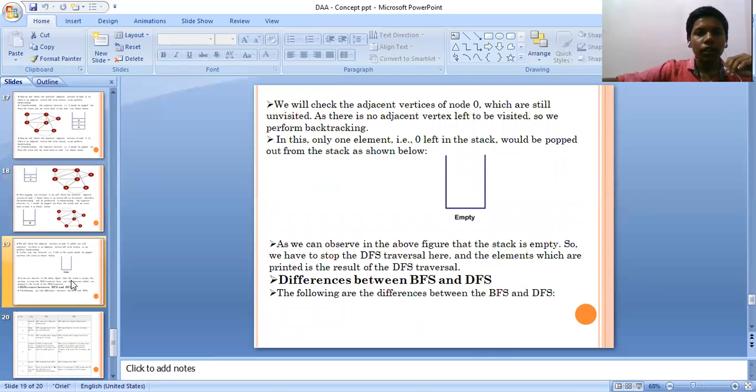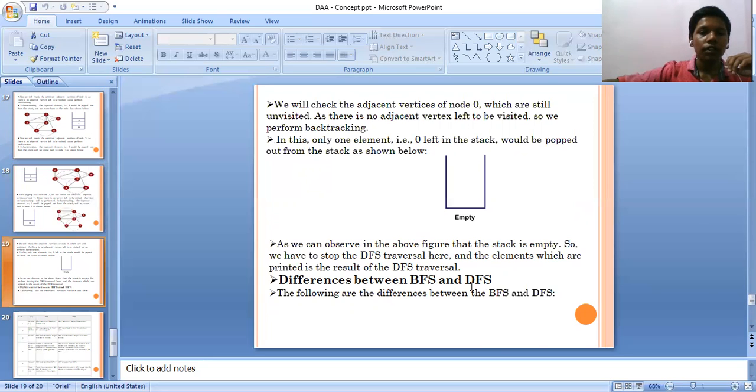We'll check the adjacent vertices of node 0 which are still unvisited. As there is no adjacent vertex left to be visited, we perform backtracking. Here, only one element, that is 0, is left in the stack and would be popped out from the stack as shown below. As we can observe in the above figure that the stack is empty, so we have to stop the DFS traversal here, and the elements which are printed are the result of the DFS traversal.